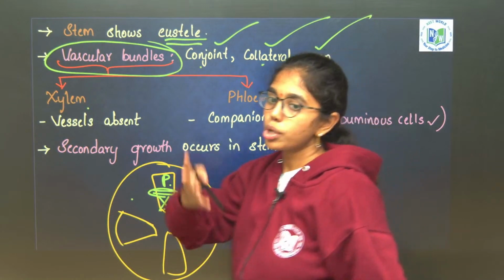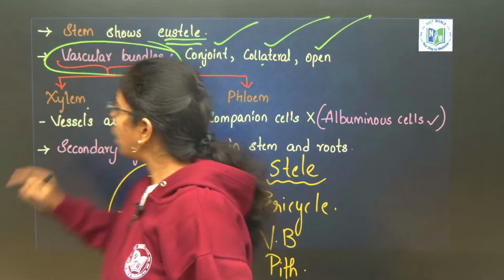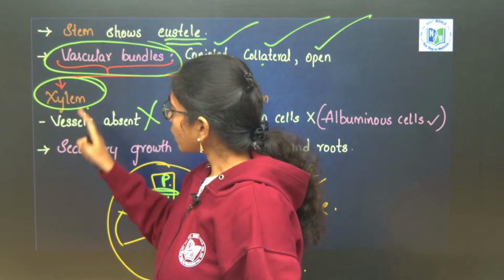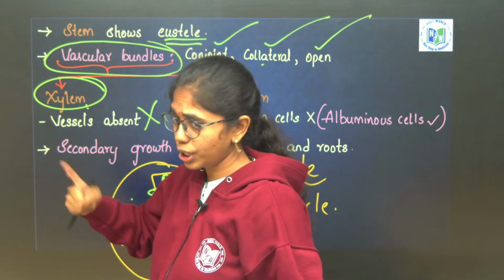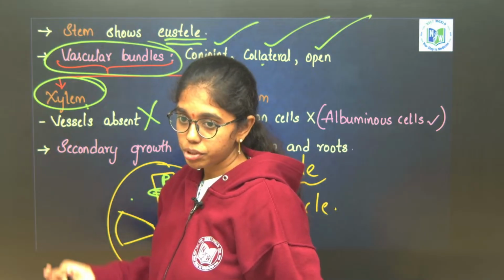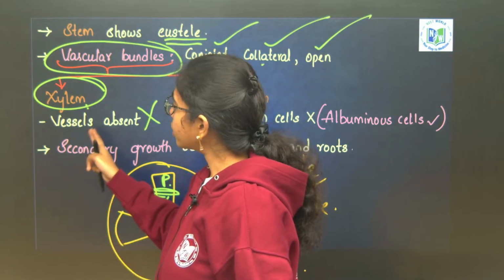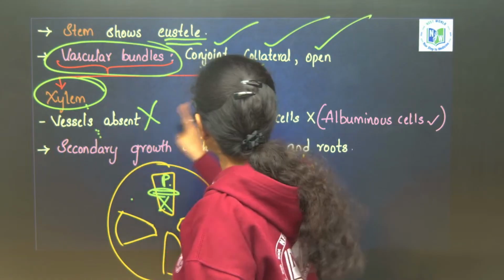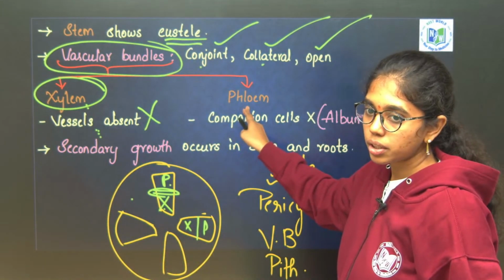have 4 tissues, phloem also will have 4 tissues. But here in Gymnosperms xylem, vessels will be absent. What are those 4 tissues that you can see in Angiosperms? Tracheids, vessels, xylem fibers and xylem parenchyma. Amongst that, what are absent in Gymnosperms? Vessels are absent in xylem. In phloem, what are absent?